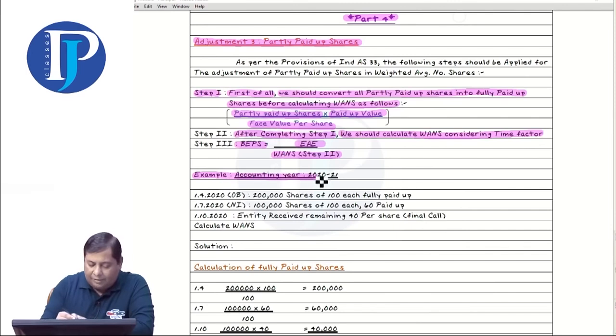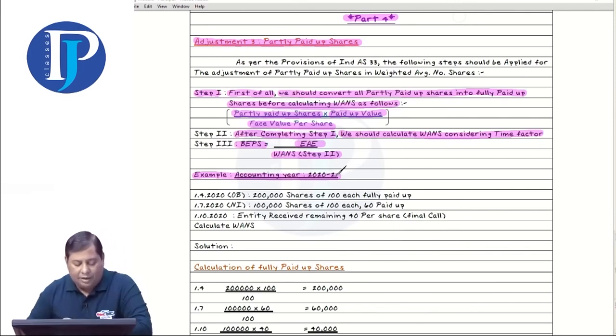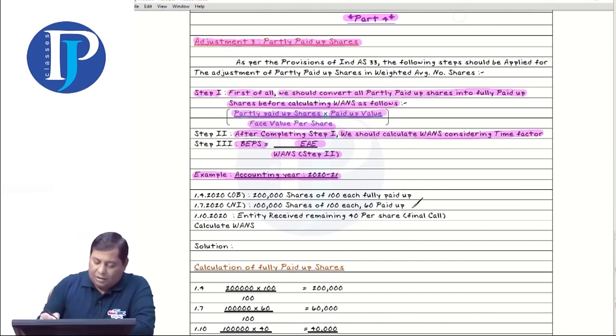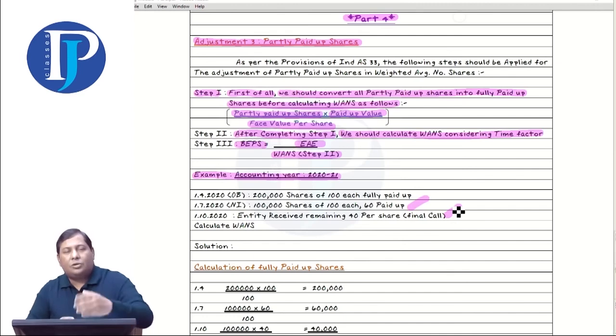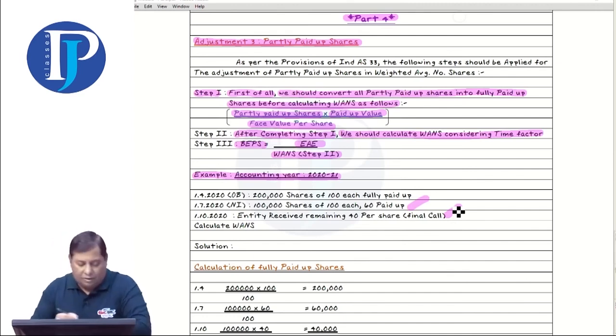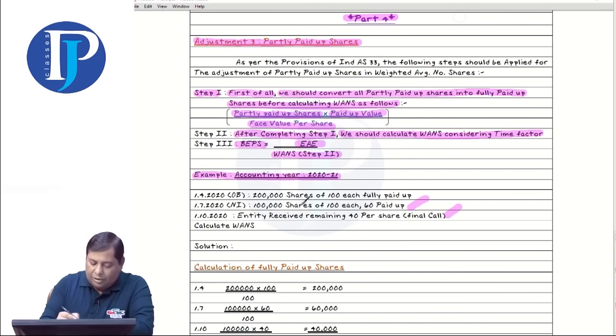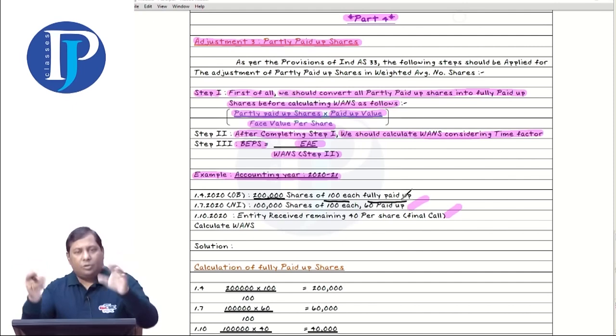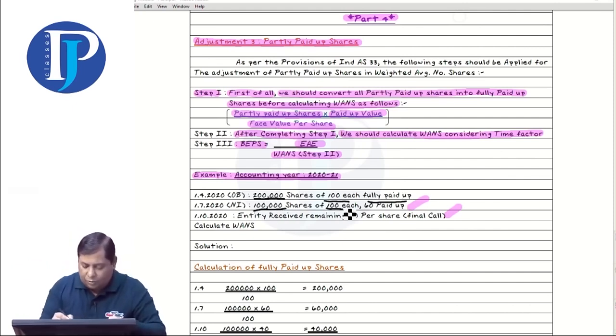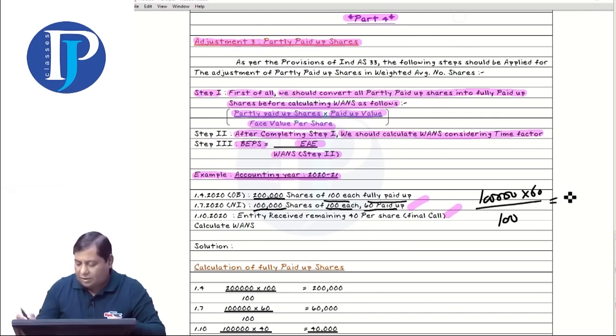First, I gave an example. Initially, it was 60 rupees. Final call of 40 rupees. I have explained it step by step. If we talk about this example, first I have 2 lakh shares, 100 each and fully paid up. There is nothing to do. 1 lakh shares, 100 rupees each, 60 paid up. Take 1 lakh shares, multiply by 60, divide by 100. What will they be equivalent to? 60,000.